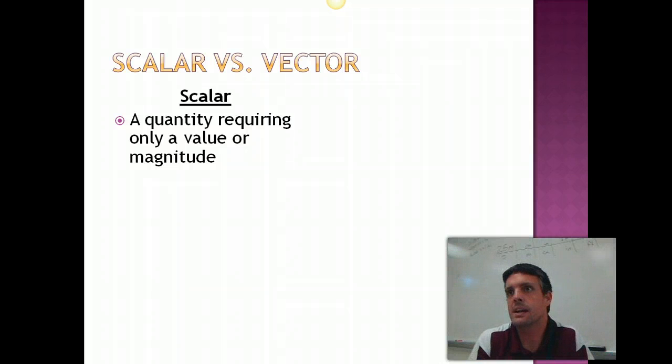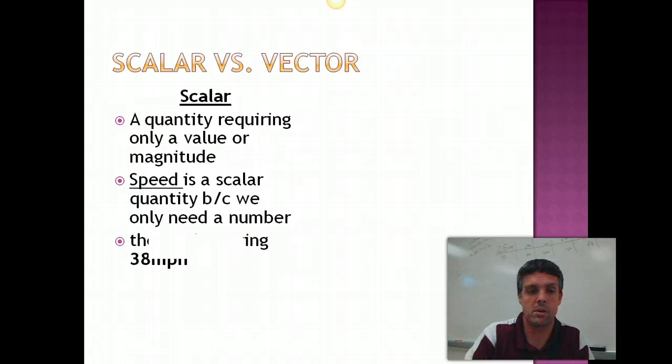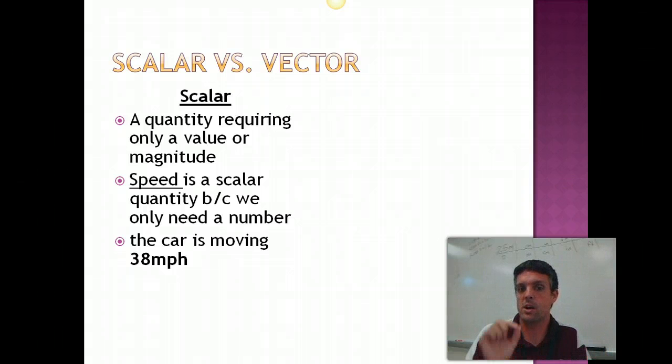It's like saying, outside it's 35 degrees Fahrenheit or it's 80 degrees Fahrenheit. That's all required about temperature. It's just telling me how much, all right? We're going to see that a vector quantity is a little bit different than that. Speed is an example of a scalar quantity because all you need is a number. You can say, for example, the car is moving 38 miles per hour. You're done with that quantity. All you do is tell me how much. How much is it, how fast is it moving? How warm is it outside, okay?